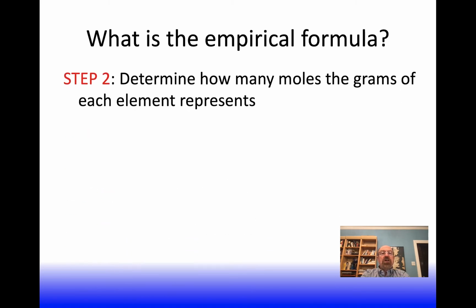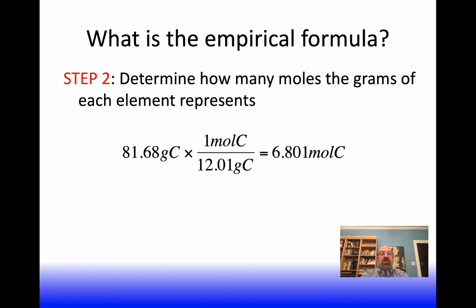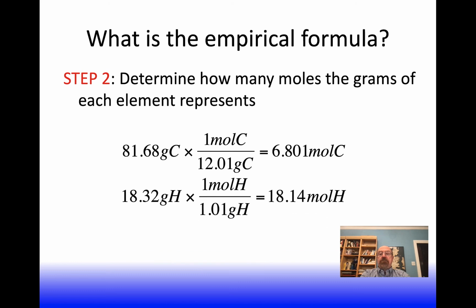Now, let's look at the second step, all right? Again, the first 3 steps are always the same. This example is going to add a fourth step. Determine how many moles the grams of each element represents, to go from grams to moles, just like we've been doing all along. Since these are elements, we have to divide by the average atomic mass. So for carbon, we come up with 6.801 moles of carbon. For hydrogen, you'll notice I didn't use 1.008. I apologize for that. This was an older periodic table, but it's close enough, it's not going to make any difference. I have 18.14 moles of hydrogen.